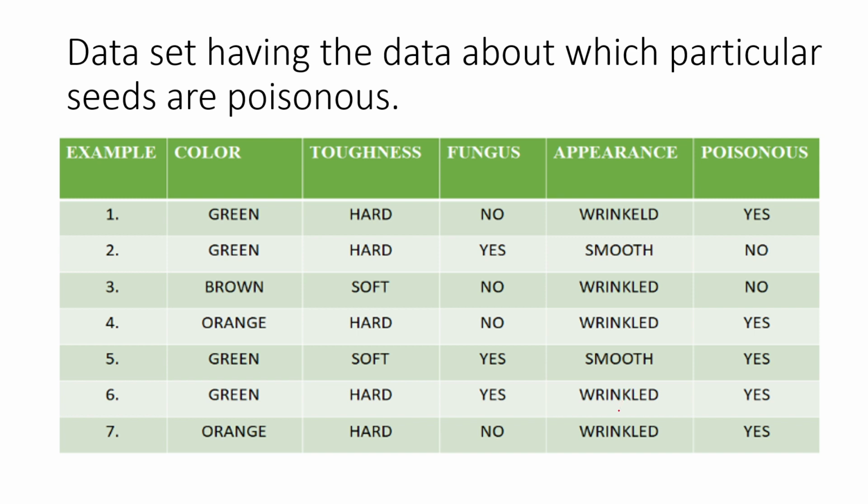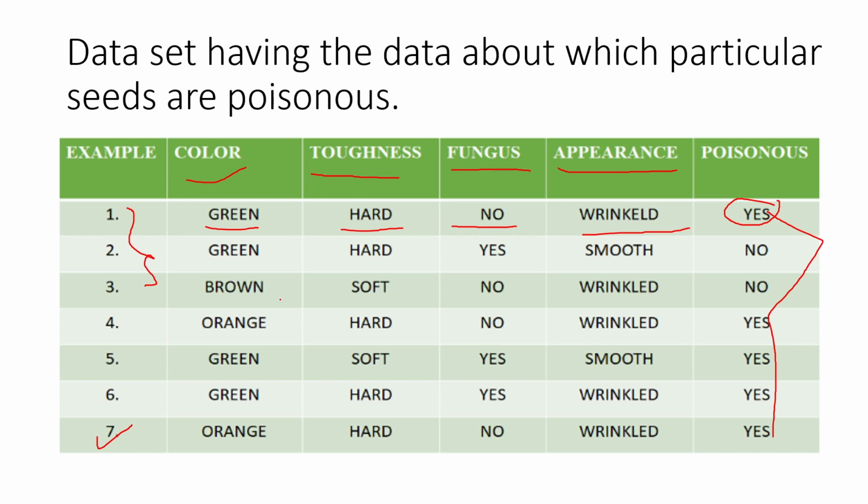This is to understand whether a seed is poisonous or not based on four parameters: color, toughness, fungus, and appearance. So there are five positive examples and one negative example. So initialize H0 to all four zeros. The first example is a positive example. The parameters are green, hard, no, wrinkled. The second is a negative example. The third is a negative example. There is no change in hypothesis, H3 equal to H2 equal to H1. So we have considered three examples.